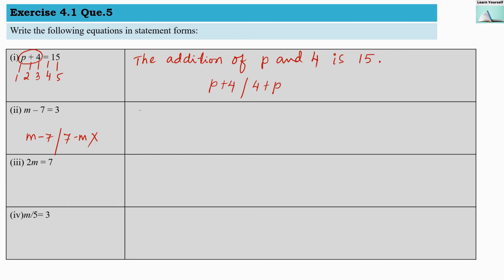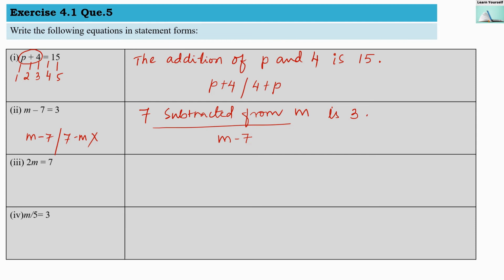That 7 subtracted from m. So this specifically tells us that it is m minus 7. 7 subtracted from m is 3. That means the answer of this subtraction is 3. So whenever there is a subtraction, we have to take care which number is being subtracted from which number.